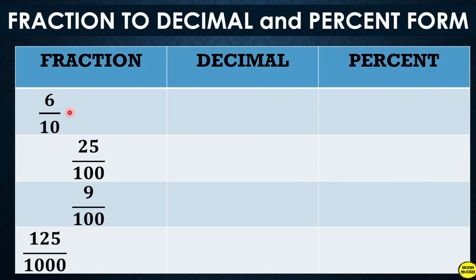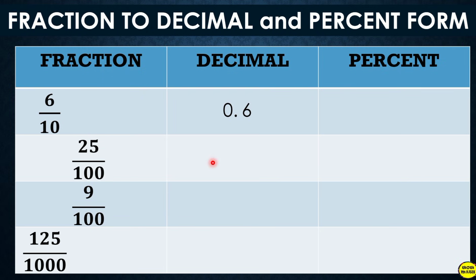Halimbawa ito, this is 6 over 10. So ibig sabihin, tenths. Okay, so this is your ones. Dito natin ilalagay si 6. Bakit dito? Kasi ones, tenths. Okay? Another, this is 25 over 100.